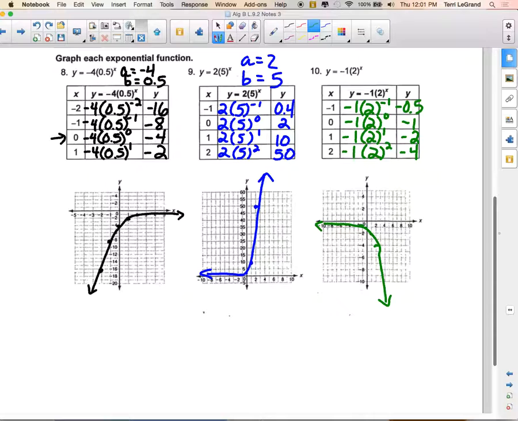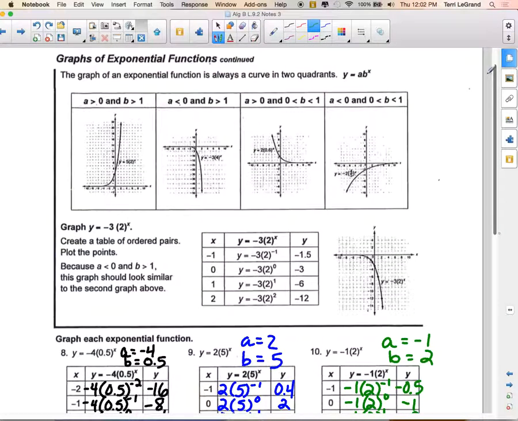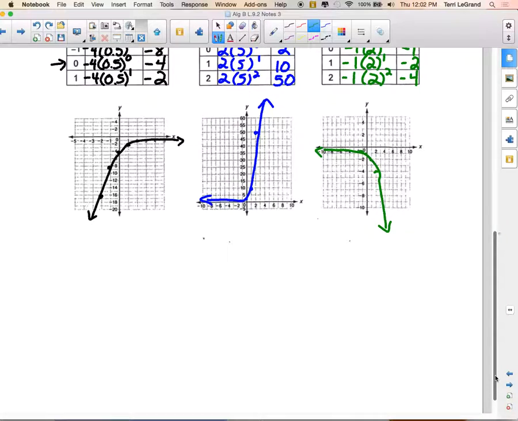And again, we're going to take the time to look and see, does this make sense? I have an A value of negative 1, I have a B value of 2. A is less than 0, and B is greater than 1. I'm going to go up and look for that kind. Here's the one that starts in quadrant 3 and falls into quadrant 4. Okay? Okay, questions?